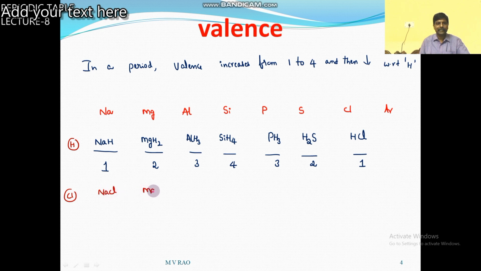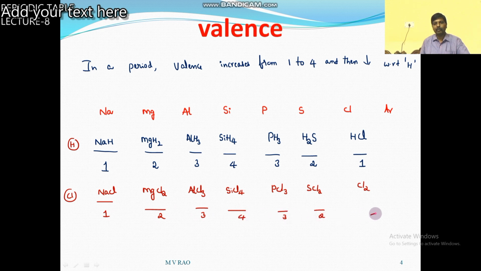NaCl, MgCl2, AlCl3, SiCl4, PCl3, SCl2, Cl2. Here the number of chlorines is 1, 2, 3, 4, 3, 2, 1. With respect to chlorine also, valency increases from 1 to 4 and then decreases.